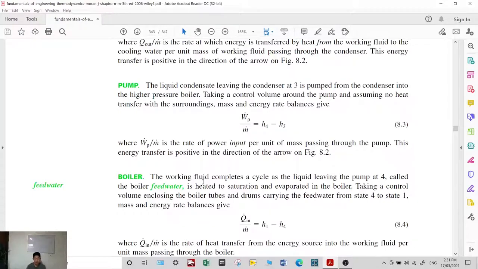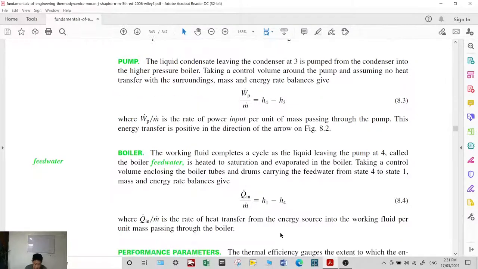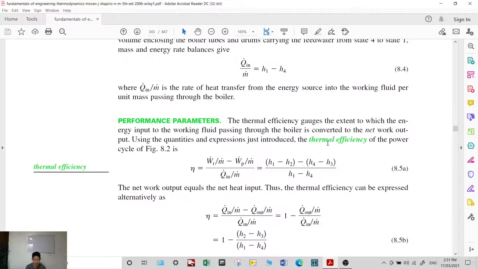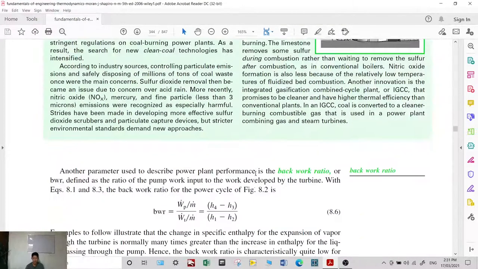Okay, for the boiler, the heat supplied is just H1 minus H4. The thermal efficiency, you already know this. The desired output, or rather, the turbine work minus pump work over the input, which is the Q in. And it will give you 1 minus H2 minus H3 over H1 minus H4.